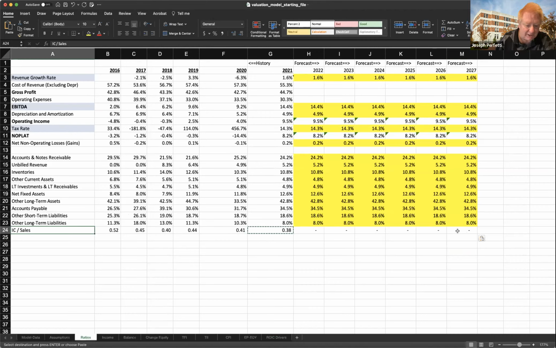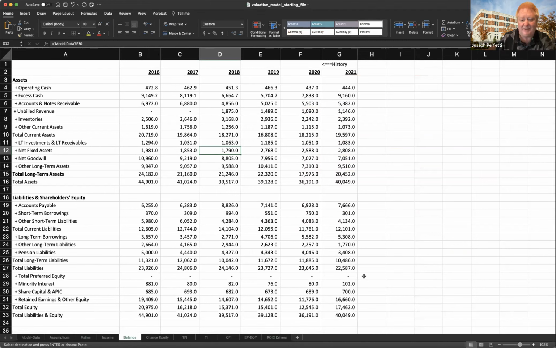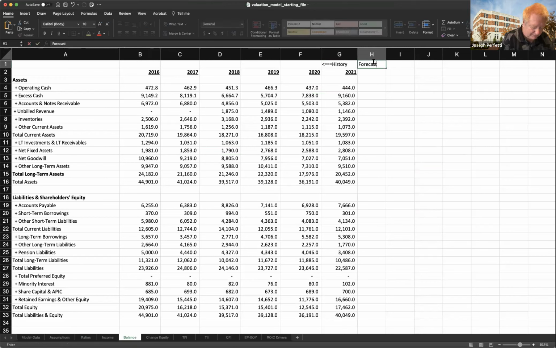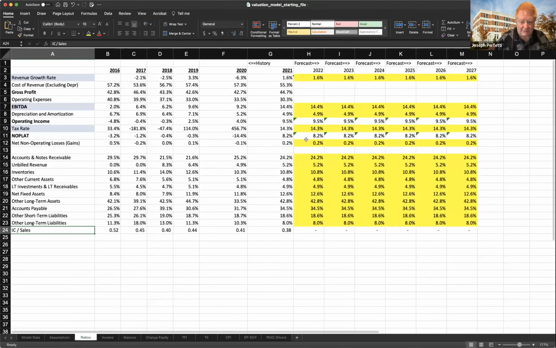Now, continuing on with these forecasted ratios, we're going to go to the balance sheet tab and start creating a 2022 balance sheet. Cell H1 is the first year of my forecast, so I will label that as such. First year is 2022. So for H2, equals previous year plus 1, relative year.